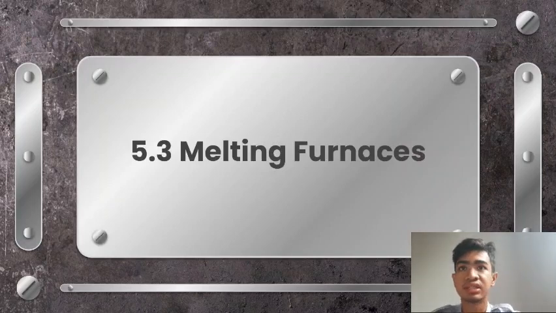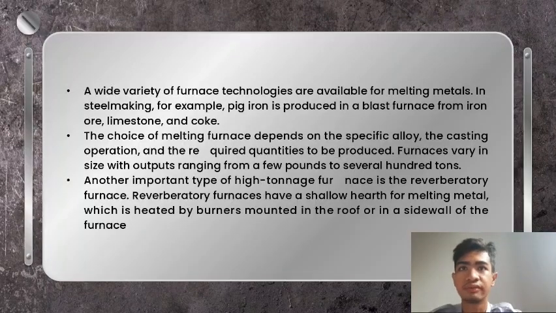5.3 Melting furnace. A wide variety of furnace technologies are available for melting metals. In steelmaking, for example, pig iron is produced in a blast furnace from iron ore, limestone, and coke. Because it contains extremely high levels of silicon, manganese, carbon, and other elements, this liquid iron, together with scrap and fluxing agents, is then introduced into either a basic oxygen furnace or an electric arc furnace for further refining with oxygen.